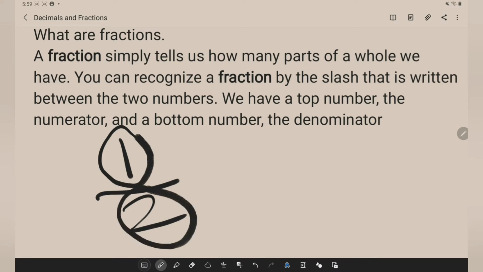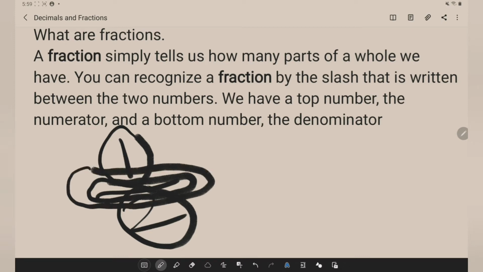Now, how is this a fraction? As you saw, you can recognize a fraction by the slash between the two numbers. This is the slash right here. Now you might be asking, if it's a slash, why did I say by? Well, the slash also means division. So that means we are doing 1 divided by 2.